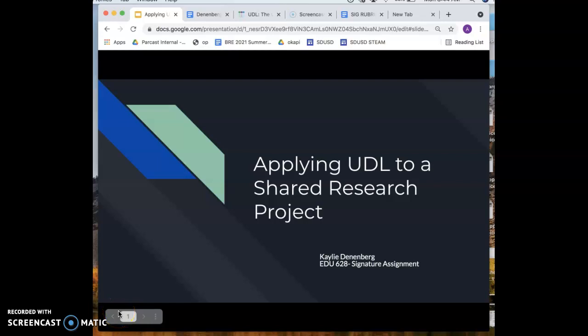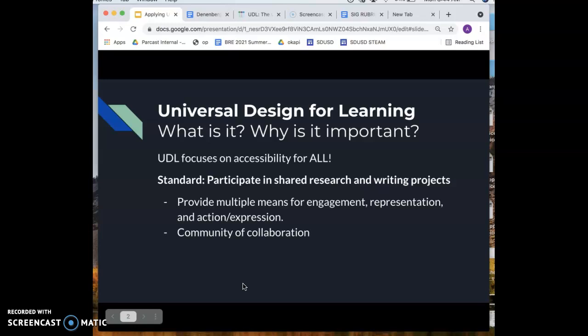This presentation is about applying UDL to a shared research project. As I go through this, please remember that you can adapt this to apply to any shared research project that you would like to try with your students. So, what is UDL? Why is it important? Why are we talking about it?